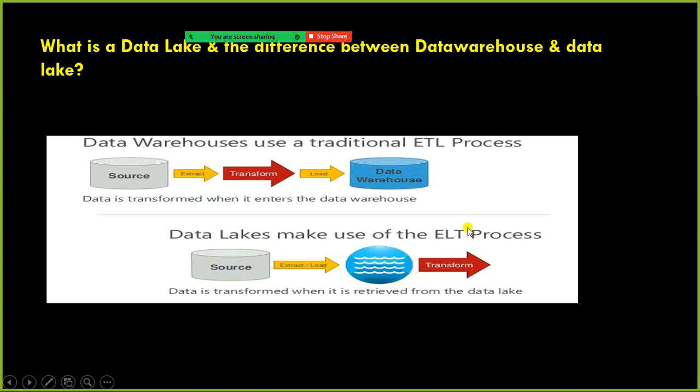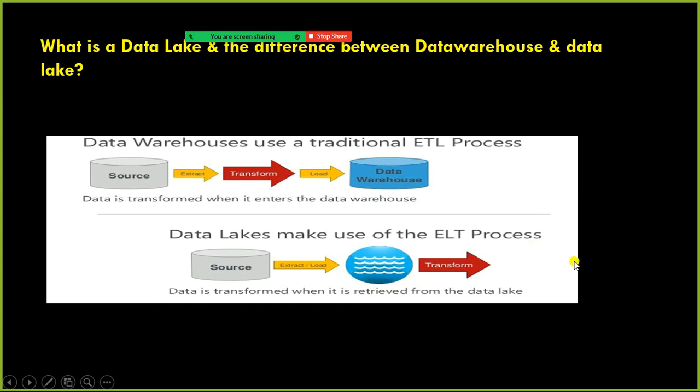Okay, so we call it ELT: extract, load and transform. Once you load it, your data is available here, a mirror of the source. Then you can do transformation and store it to the data warehouse, or you can source this data to other applications that require the raw data. So that is the difference between these two at a high level.